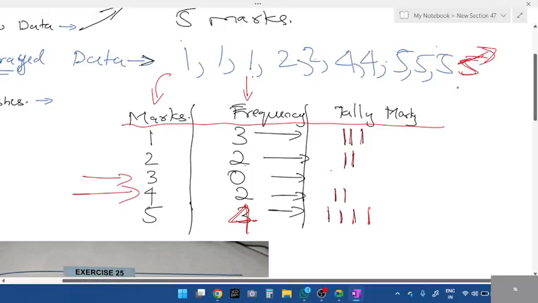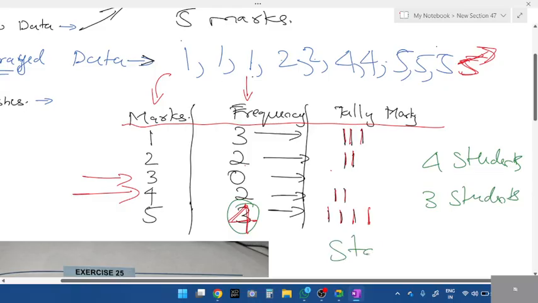What is the maximum marks here? 5. So 4 students have scored maximum marks. What is the least marks here? Least marks, 1. How many students have scored least marks? 3 students. By looking at this table, are you able to answer the questions?